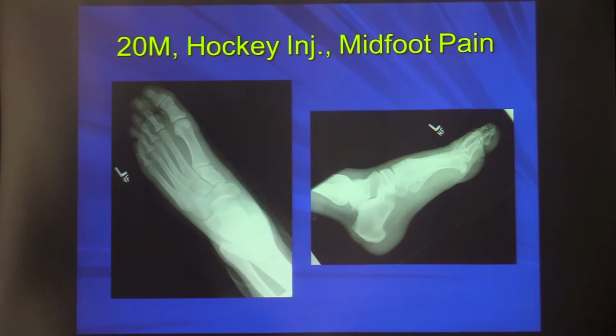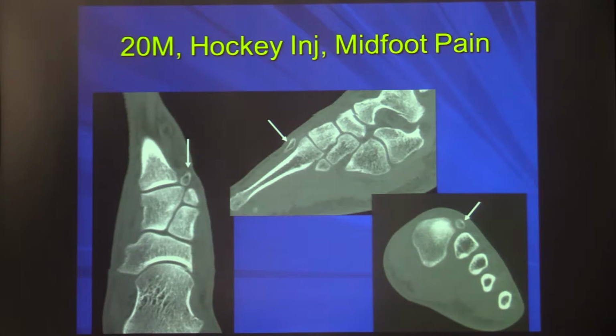And finally, a normal variant. This is a 20-year-old male with a hockey injury and midfoot pain. Radiographs were unrevealing. And you can see a well-corticated ossicle indicated by the white arrow at the base of the second metatarsal, a so-called os intermetatarsium, which is a normal variant.